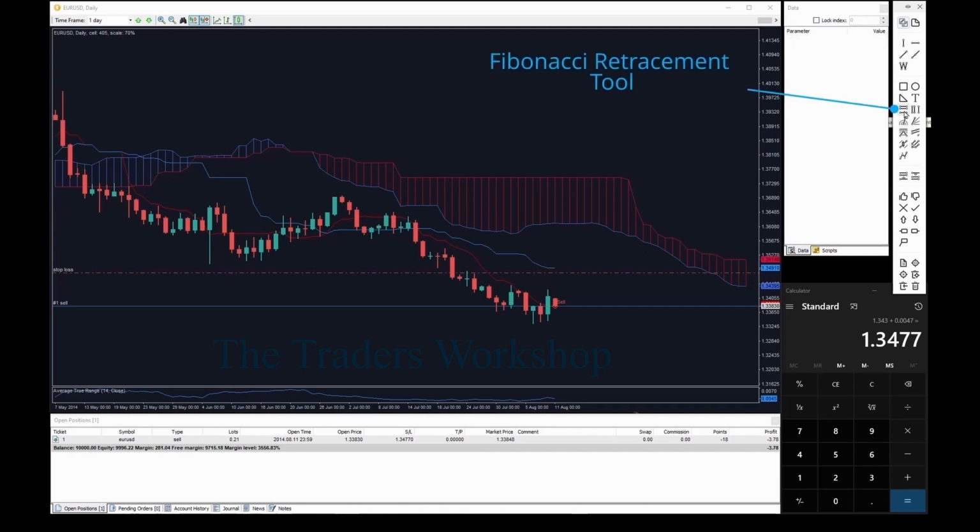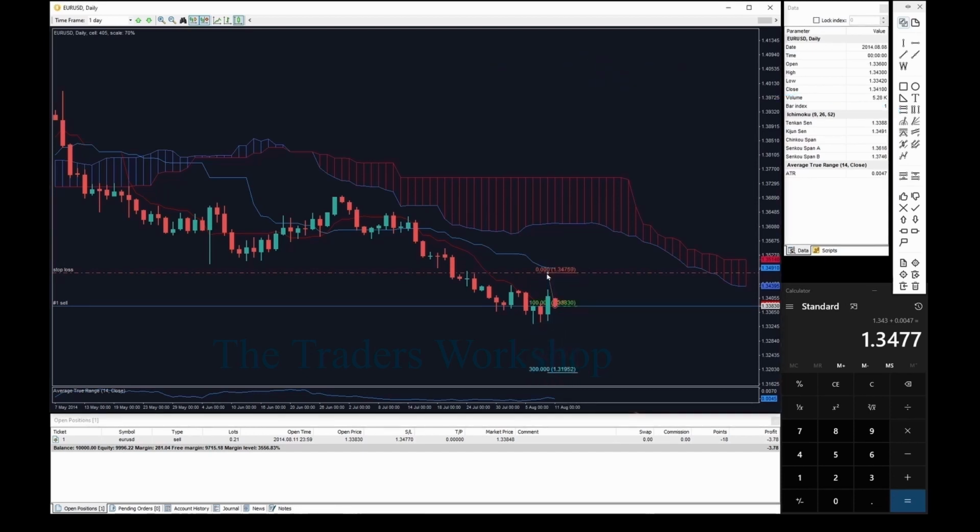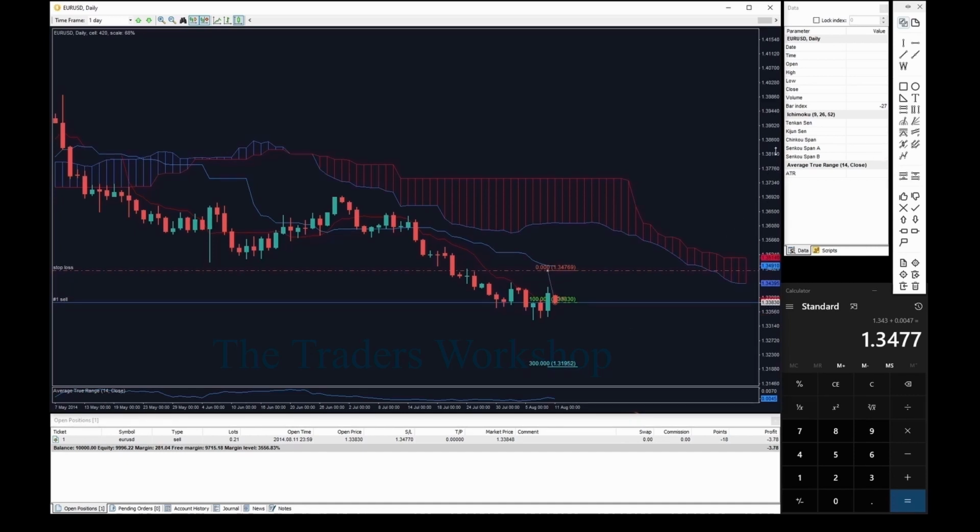Let's plot this Fibonacci retracement tool from the open price to the stop-loss price. I have already explained how I personally use this tool. But just to review, these are not the normal Fibonacci levels. These levels are my own customization.